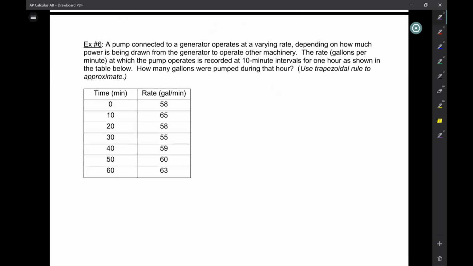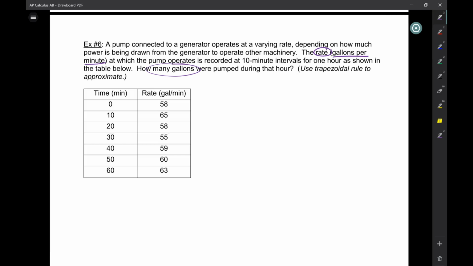All right, here's another one. A pump connected to a generator operates at a varying rate, depending on how much power is being drawn from the generator to operate other machinery. The rate, gallons per minute, so that's important. I always underline that. The rate at which the pump operates is recorded at 10-minute intervals for 1 hour, as shown in the table below. Now what I want is how many gallons are pumped during that hour.